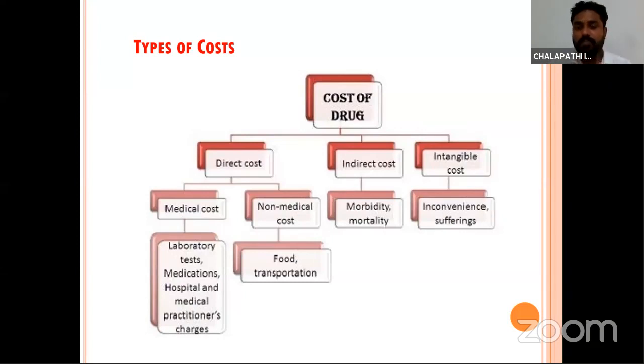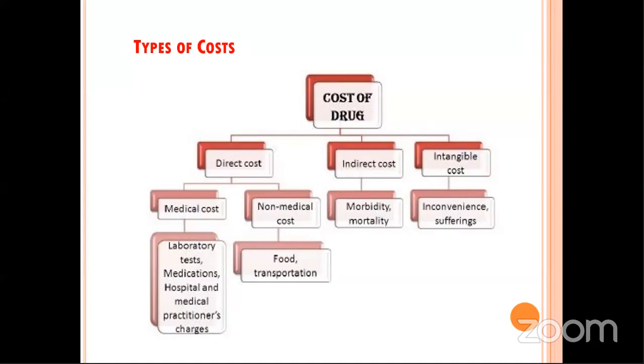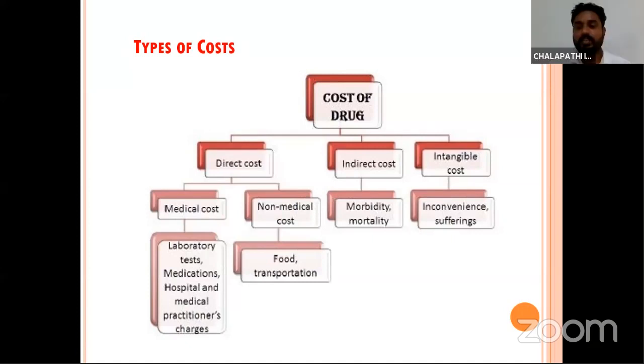So these are the different types of costs. Overall, there are three costs mainly: direct cost, indirect cost, and intangible cost. Direct cost is what you are paying to get the medical facility. If you are directly paying to get a medical facility, that is called direct medical cost. If you are paying in some other way to get a medical facility, that is called direct non-medical cost. Indirect cost is generated because of any morbidity or mortality, and intangible cost is for any inconvenience, suffering, pain, all other things which come under humanistic outcome. I'll tell you how to calculate each of them when I go through each analysis.